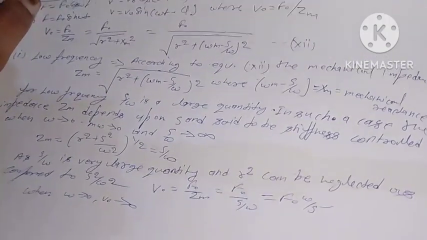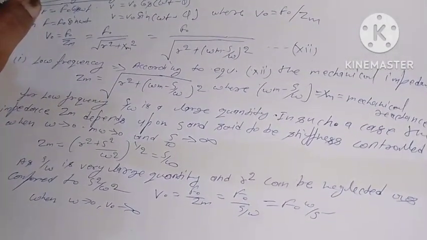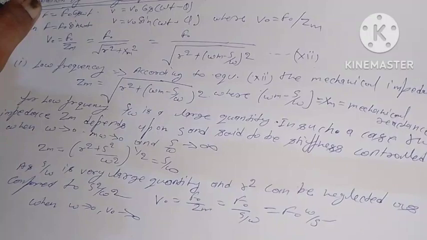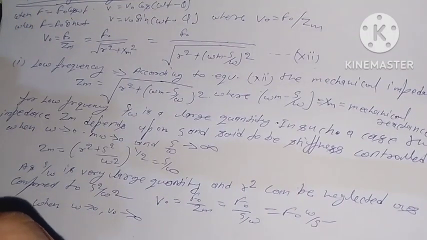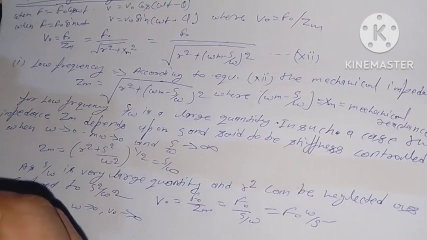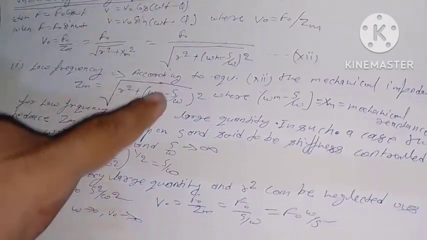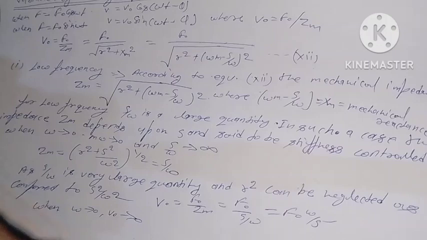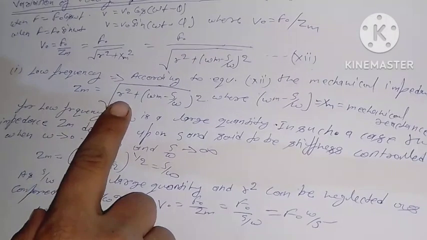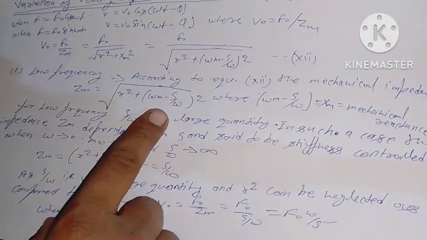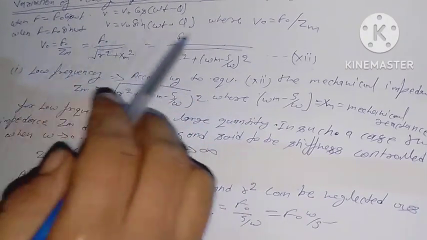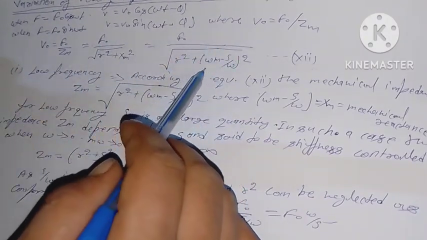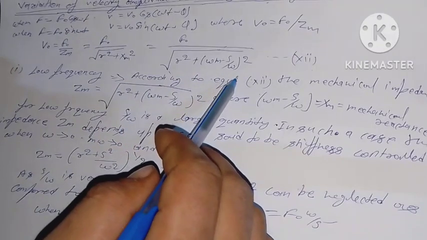V naught tends to 0 because Zm equal to under root of R square plus (omega m minus s by omega) whole square, and V naught equal to F naught upon under root of R square plus (omega m minus s by omega) whole square.